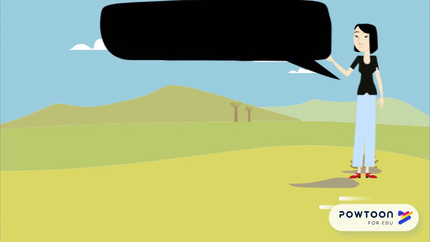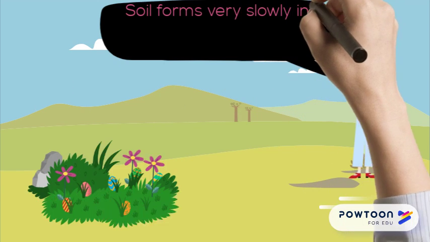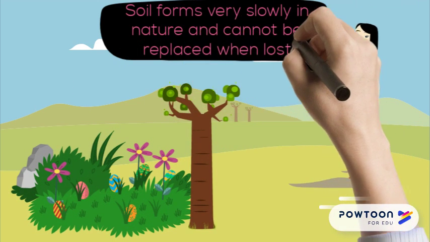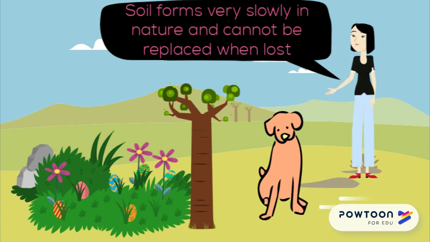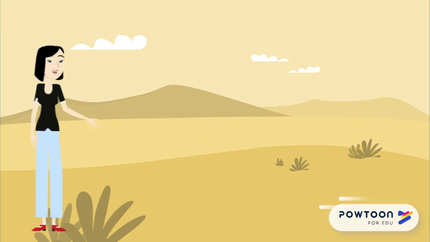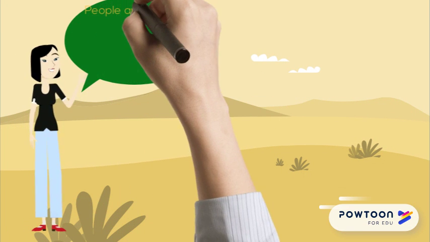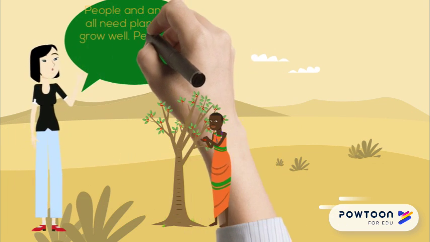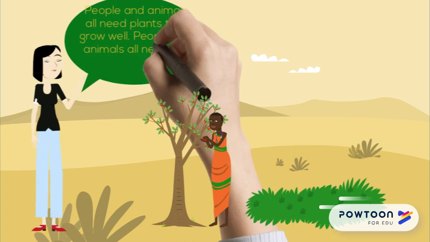Soil forms very slowly in nature and cannot be replaced when lost. Now, wizards, a rock breaks down very slowly into the small grains that make up soil. As a result, it takes many thousands of years for the soil to form. Plants need nutrient-rich topsoil to grow well. People and animals all need the plants that grow in the soil.